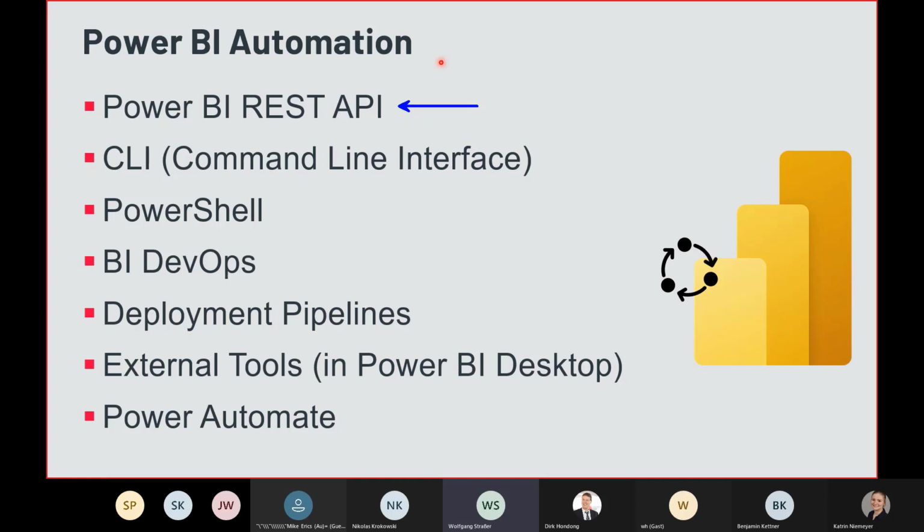And the REST API is used in many different flavors. There are command lines, and there are PowerShell scripts that can be used, which call the Power BI REST API. The BI DevOps, well, that is the Azure DevOps. That is the demo I'm going to do next. And we can use it in deployment pipelines. Oh no, sorry, deployment pipelines are in the Power BI service. Also external tools somehow use the Power BI automation. And Power Automate can be used to trigger a refresh, which actually calls the Power BI REST API.